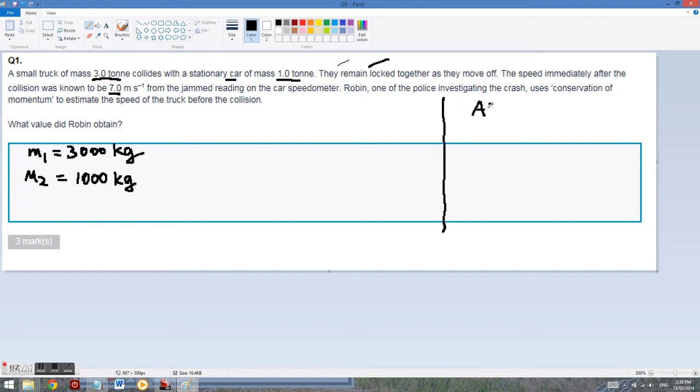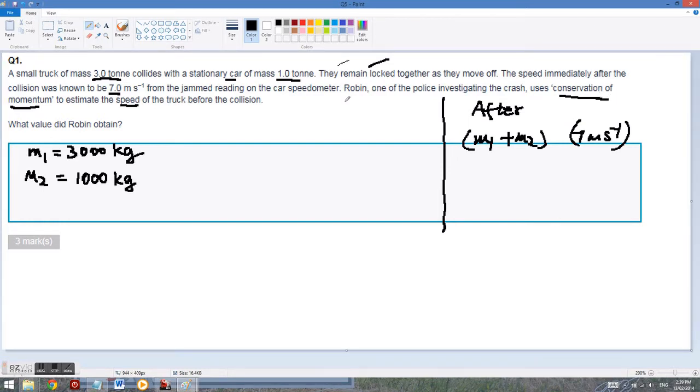Now let's write after. M1 plus M2 has a speed of 7 meters per second. Write the information down. Now Robin, one of the police investigators investigating the crash, uses this to estimate the speed of the truck before the collision.